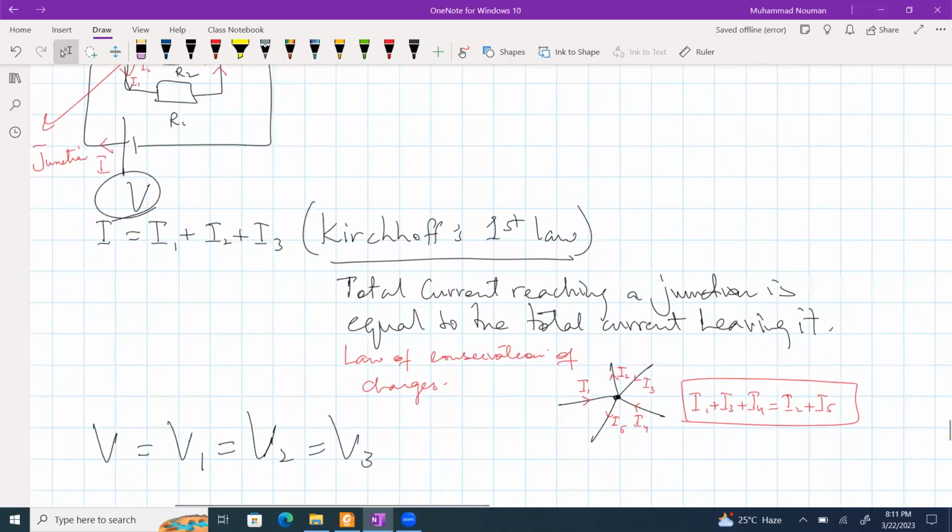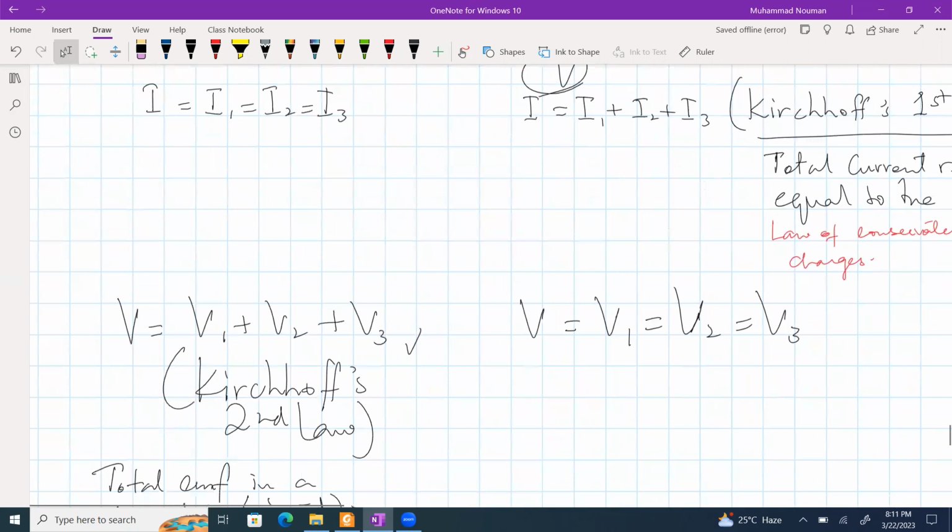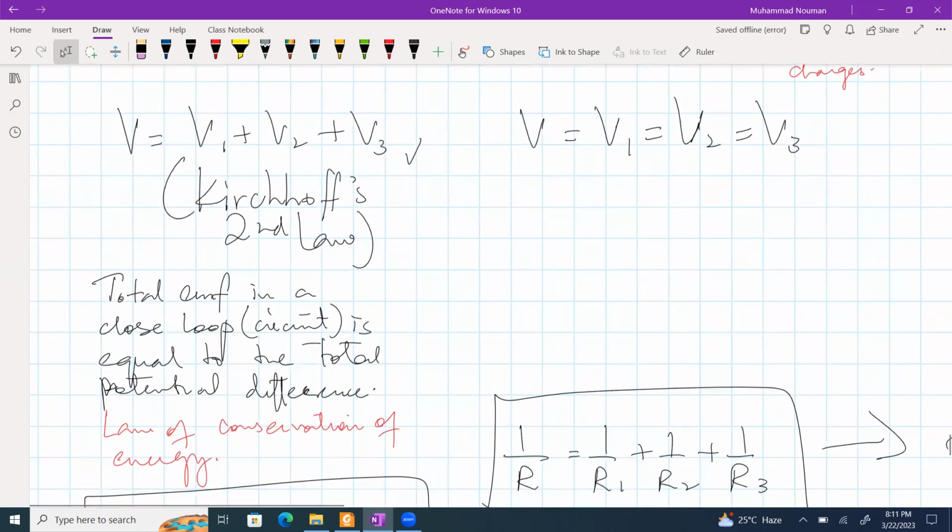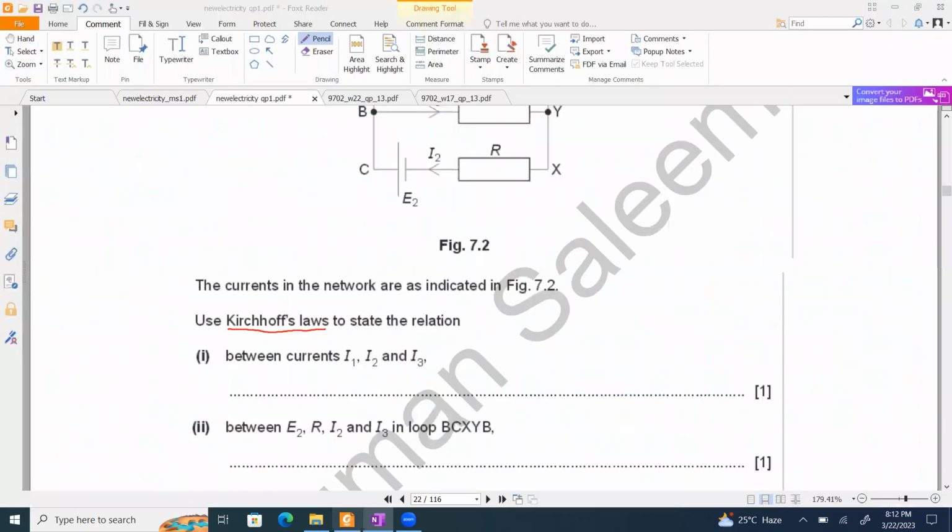Like I equals I1 plus I2 plus I3. Total current reaching a junction equals total current leaving it. And Kirchhoff's second law: total EMF in a closed loop or closed circuit is equal to the total potential difference in that loop or in that circuit.